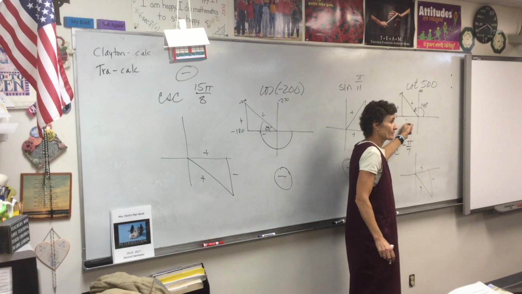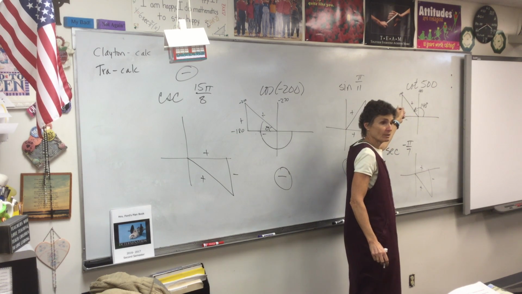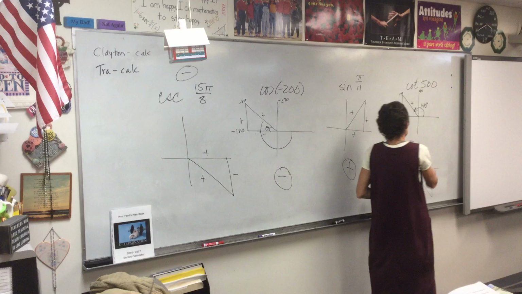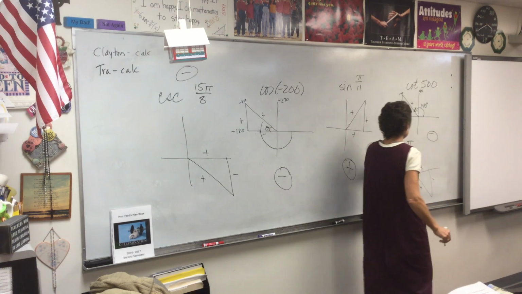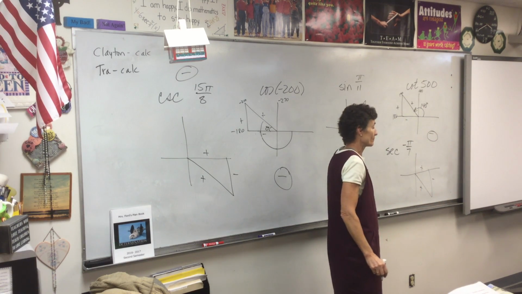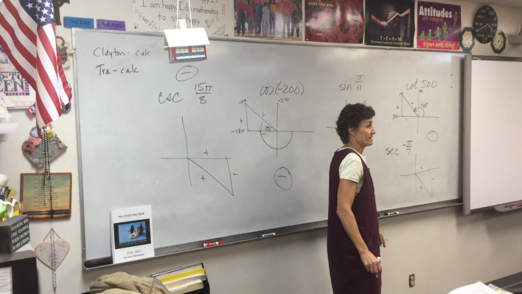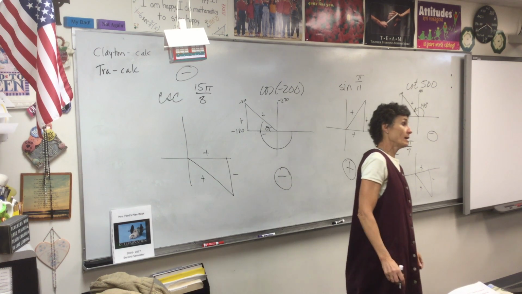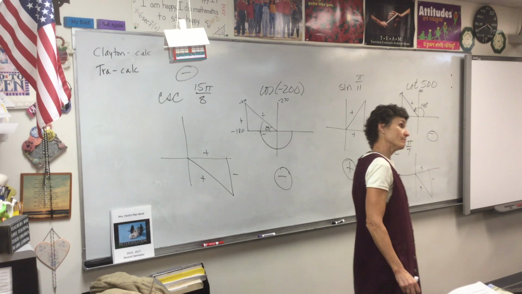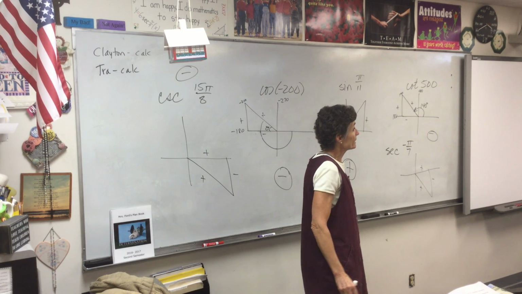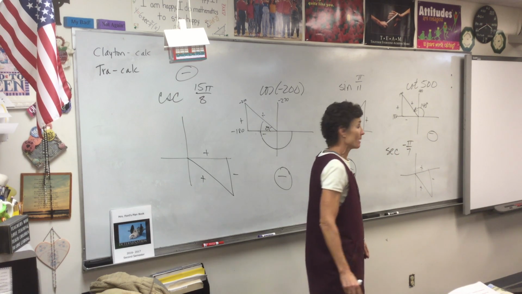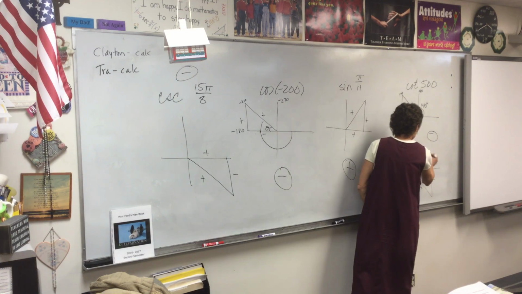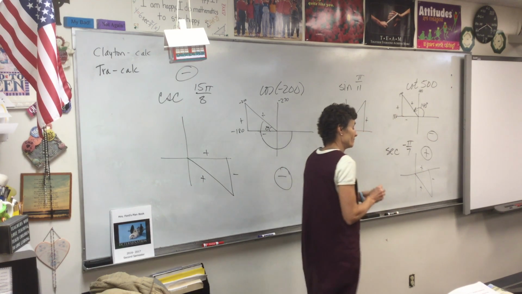Cotangent. Adjacent over opposite. That's going to be negative because it's negative over positive. And secant, reciprocal of cosine. Cosine is adjacent and hypotenuse. That's going to be positive.